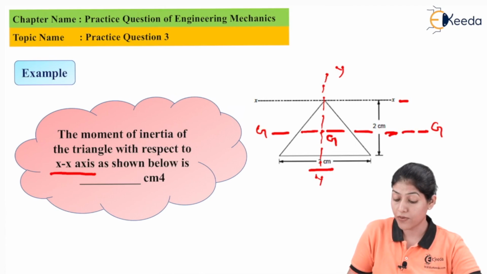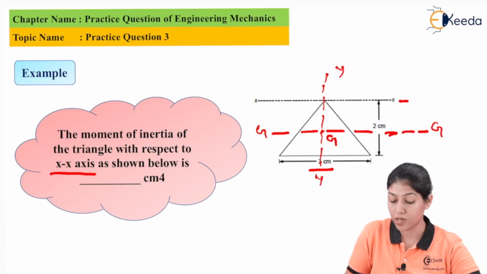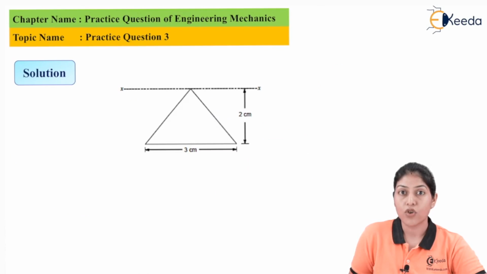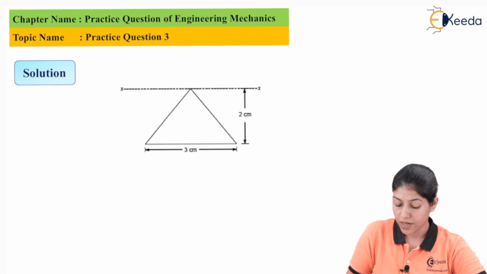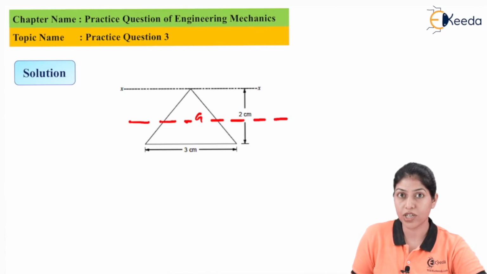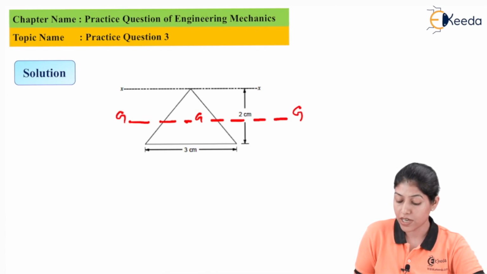But here we need to determine the moment of inertia about this particular axis which is parallel to this axis which is passing through centroid. So with the help of parallel axis theorem, we will determine the value of moment of inertia about this x axis. So let's start the solution. As per this diagram, here in this triangle we need to determine the position of G, and one axis which is passing through centroid G will be the GG axis.